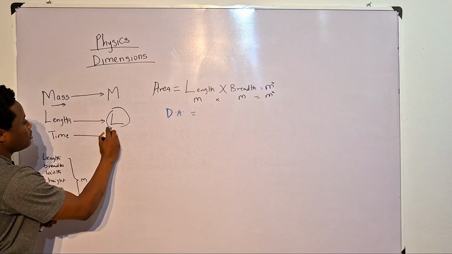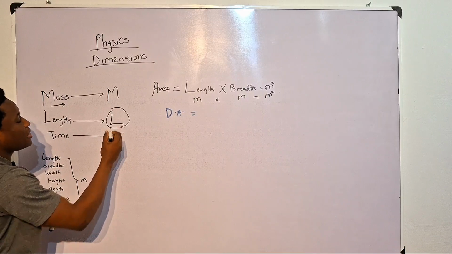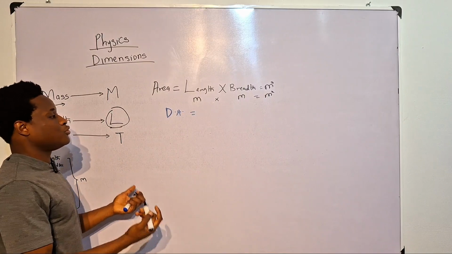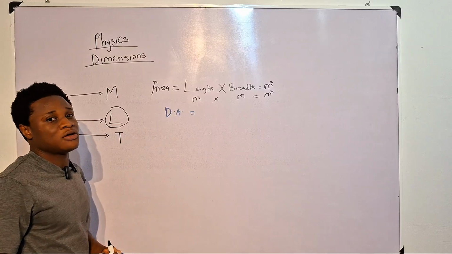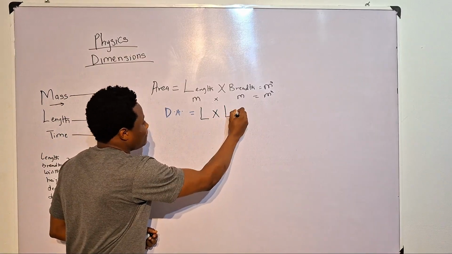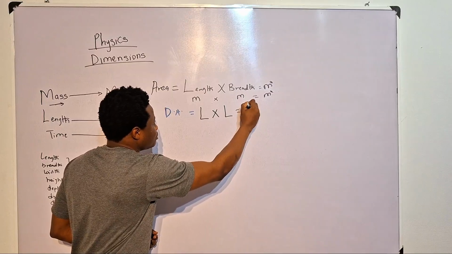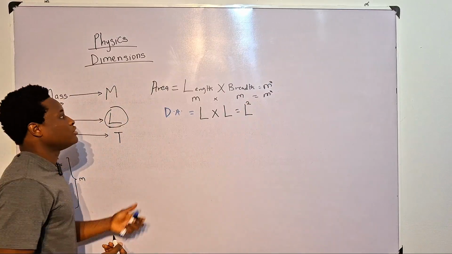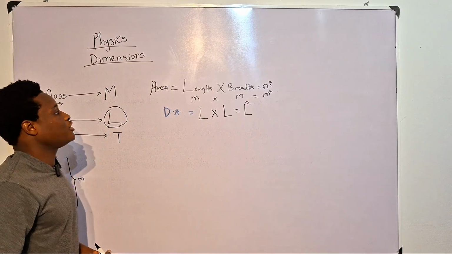And for us to express meter in the dimensional analysis, we use the capital letter M. Sorry, we use the capital letter L to represent it. So the dimensional analysis now for area becomes length times length equals L squared, or L raised to power 2. This is the dimensional analysis for area.